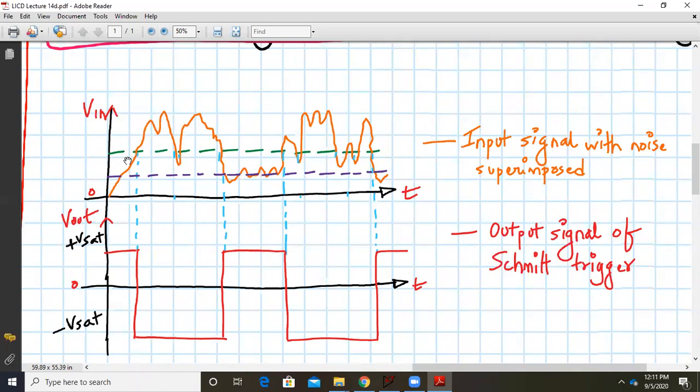At the same time, whenever the input goes beyond this upper green reference, my output state will change. It is changing from plus VSAT to minus VSAT. The next time the output state will change is when the Vin falls below the blue reference. As you can see, it falls below the blue reference, so the output state will change from minus VSAT to plus VSAT. So what happened here?